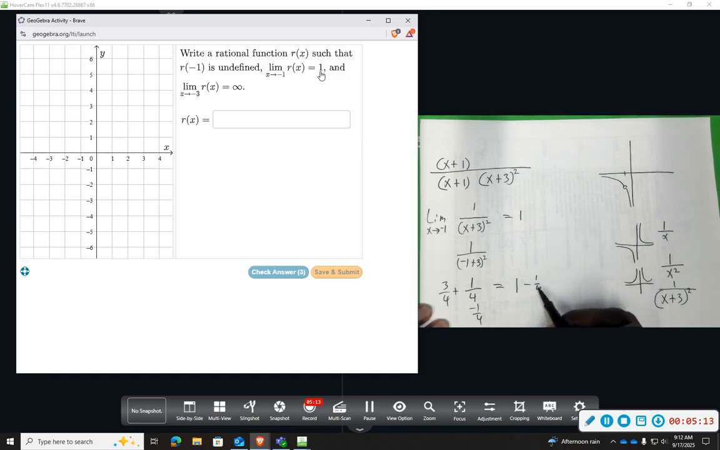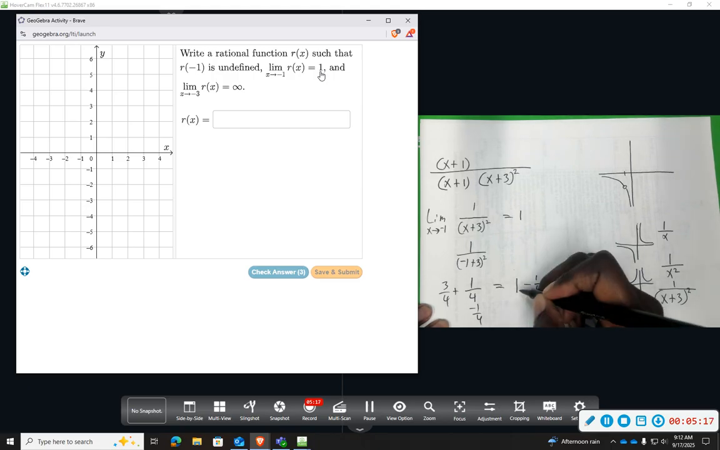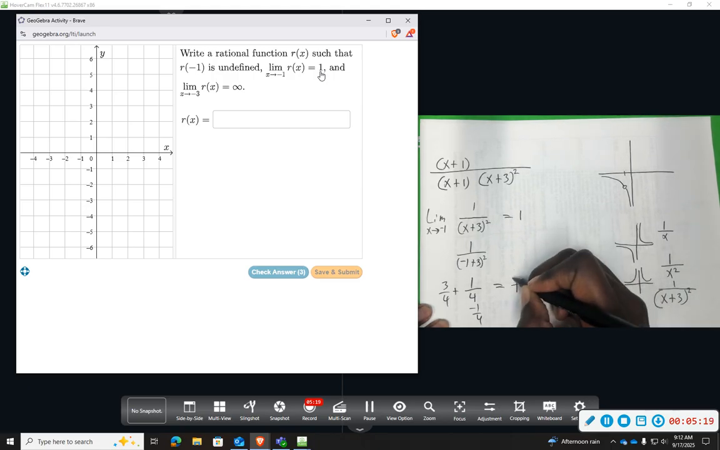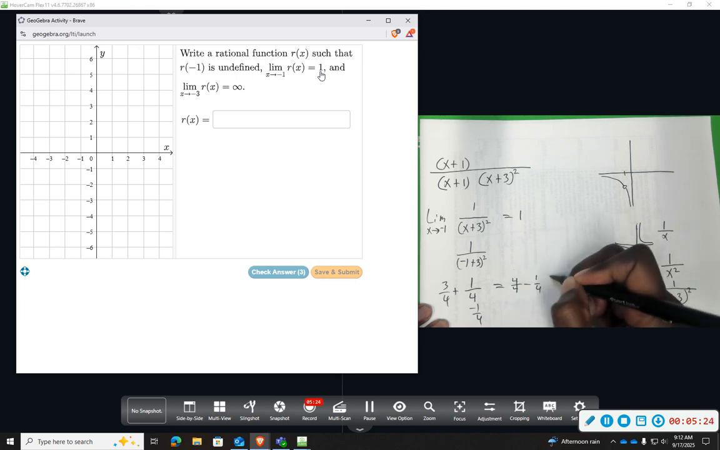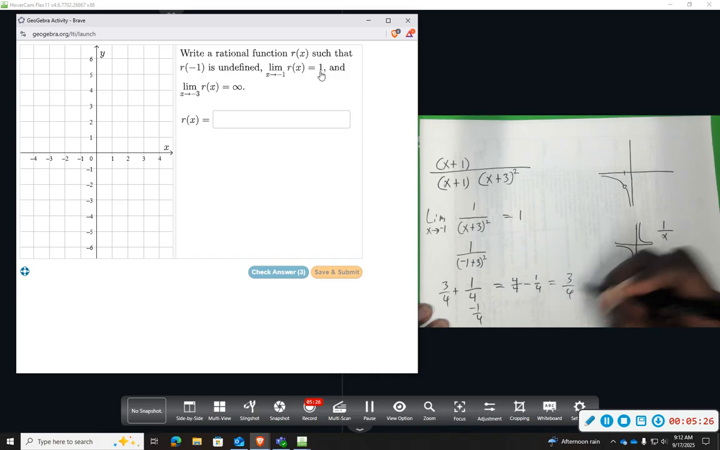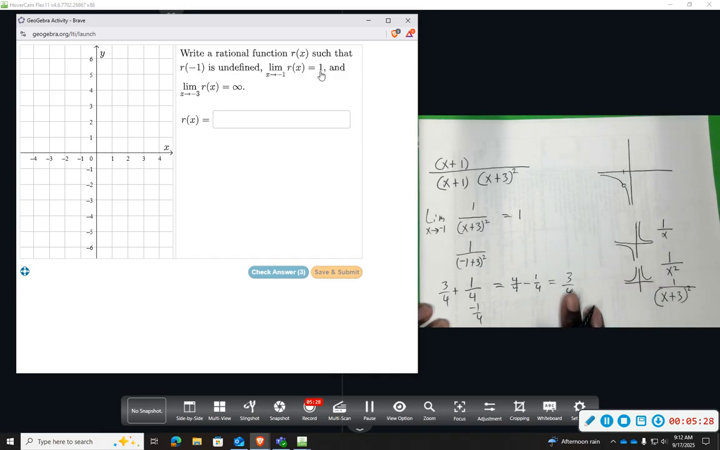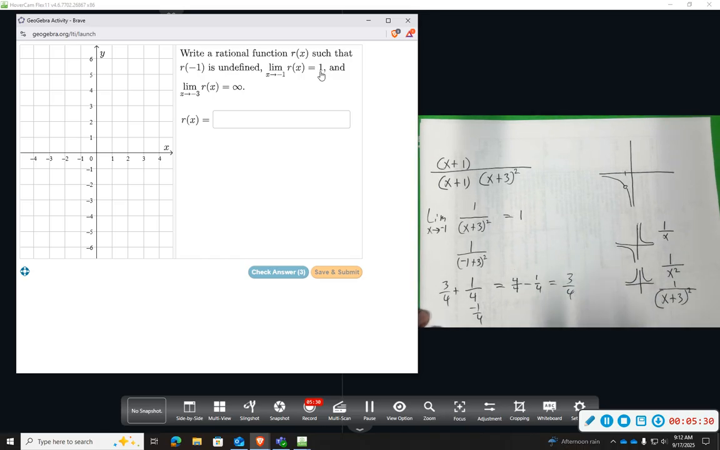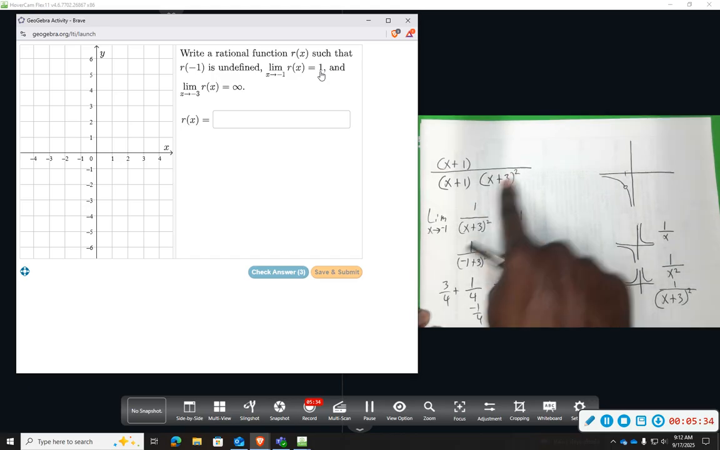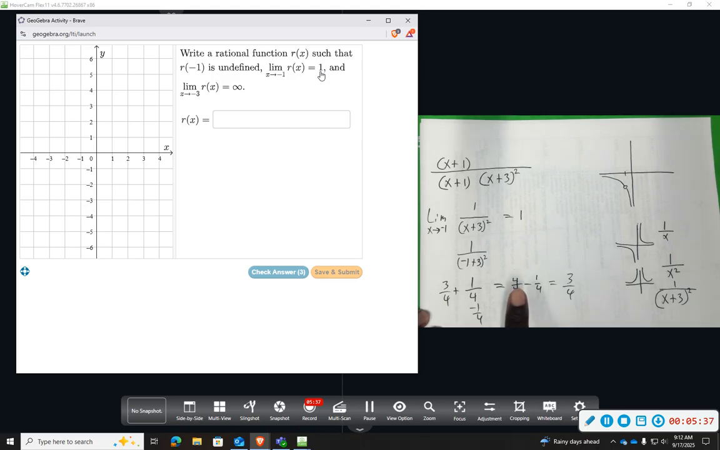1 minus 1 over 4, you need to write a common denominator, so I put 1 over 1, and then that would be times 4 and times 4, so I have 4 over 4, and you subtract 1 over 4, that gives you 3 over 4. So the better you are with algebra, the faster you can come up with that. But anyway, the end goal is we need to add 3 over 4 to this function, and that will make the limit equal to 1.